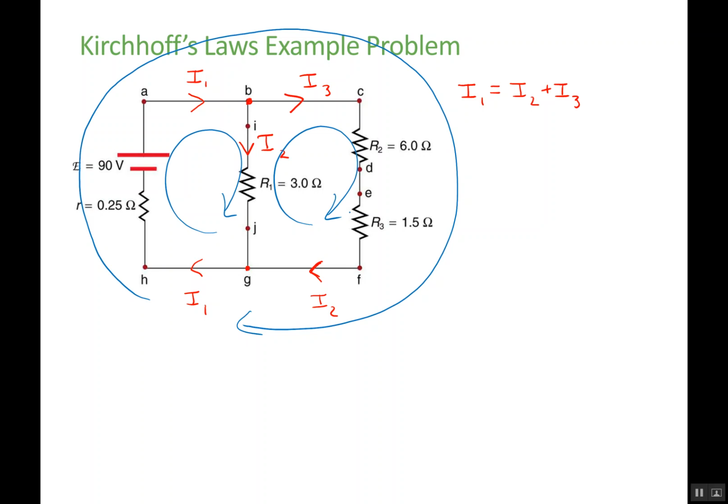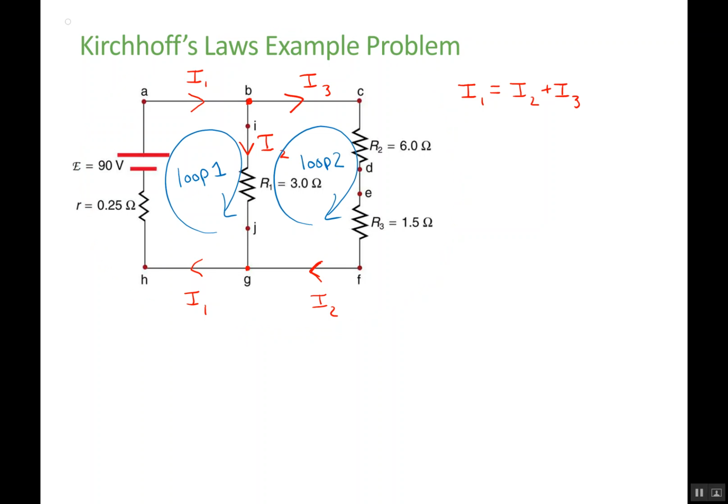It turns out that only 2 of these loops are unique, because I can get the third loop by combining the other 2. For example, I can get the outer loop by adding together the left loop and the right loop in the inner part of this circuit. Okay, so I'm going to stick with the 2 inner loops, call them loop 1 and loop 2.